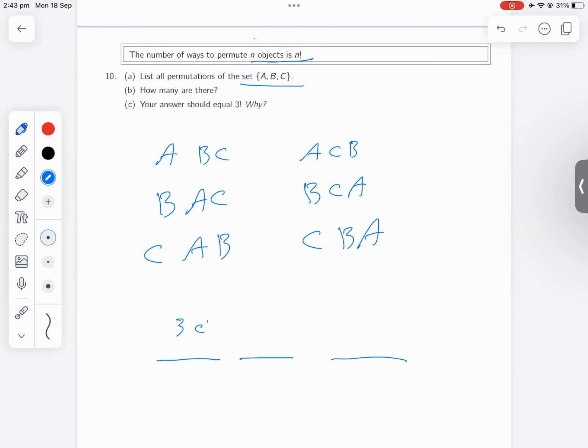So I have 3 choices, 2 choices, I cannot repeat my letters, and 1 choice left here. So it will be 3 times 2 times 1, which will be 6, or 3 factorial.